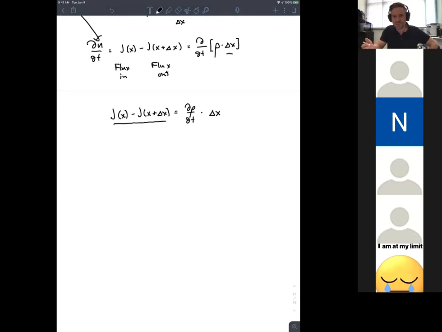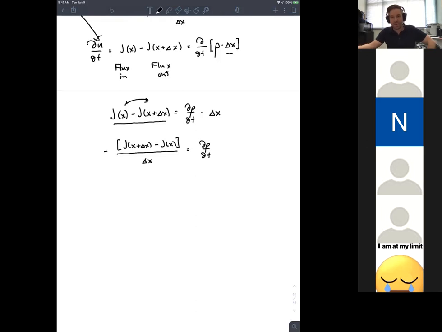So what I'm going to do is simply rearrange this equation to make this look even more like a derivative. So I'm going to reverse these two terms. I'm going to say negative j of x plus delta x minus j of x. And then if I divide both sides by delta x, I get this, delta x, is equal to d rho dt.